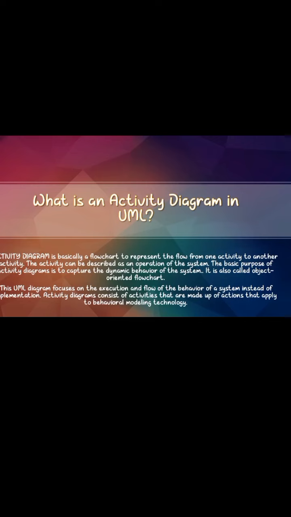So my topic is all about the activity diagram in UML. An activity diagram is basically a flowchart to represent the flow from one activity to another activity. The activity can be described as an operation of the system. The basic purpose of activity diagrams is to capture the dynamic behavior of the system. It is also an object-oriented flowchart.